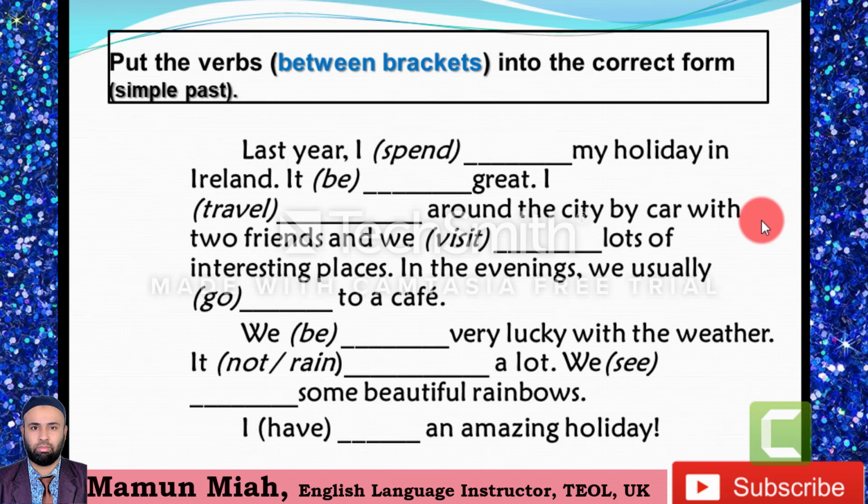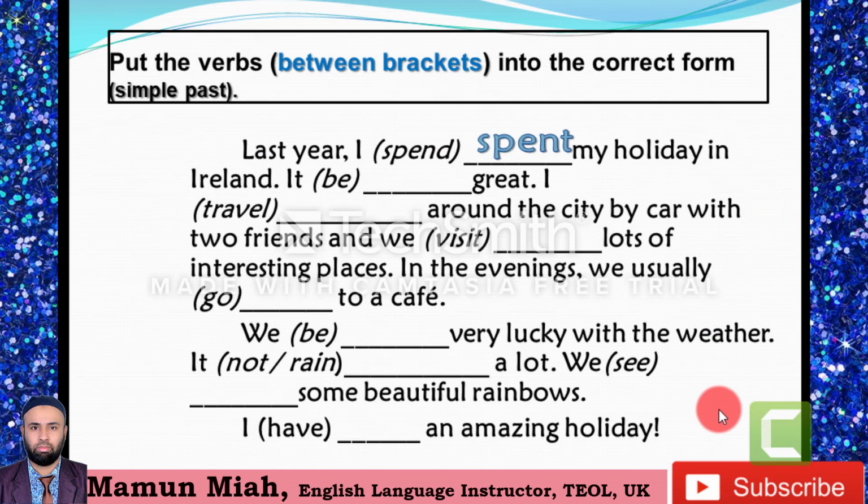I travel around the city by car with two friends and we visit lots of interesting places. In the evenings, we usually to a cave. We very lucky with the weather. It not rain a lot. We see some beautiful rainbows. I have an amazing holiday. This passage you have to complete with the right form of the verbs.